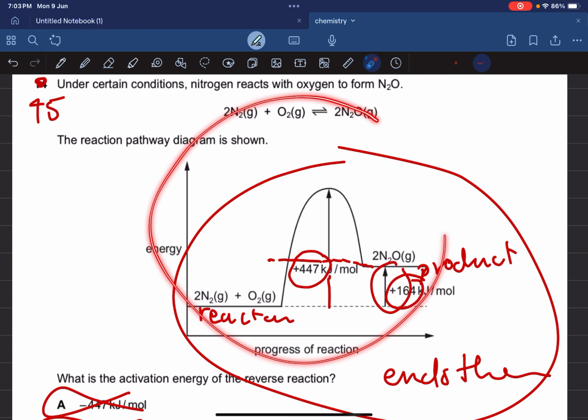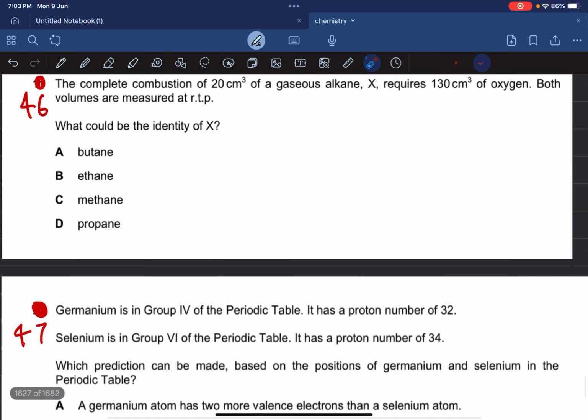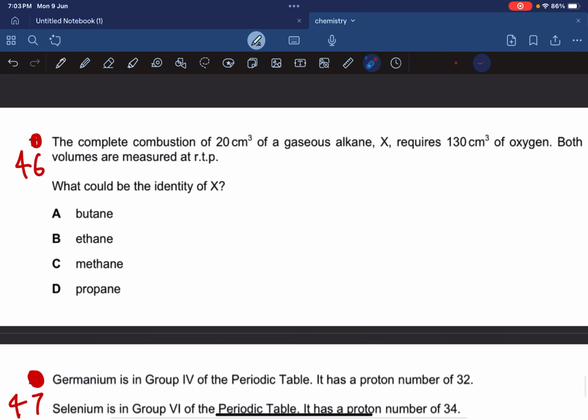All these MCQs that we are practicing today, please learn the concepts which I am explaining in them, because they might be tested tomorrow, and these are the most difficult ones I could find for you guys to practice. The complete combustion of 20 cm cube of a gaseous alkane requires 13 cm cube of oxygen.